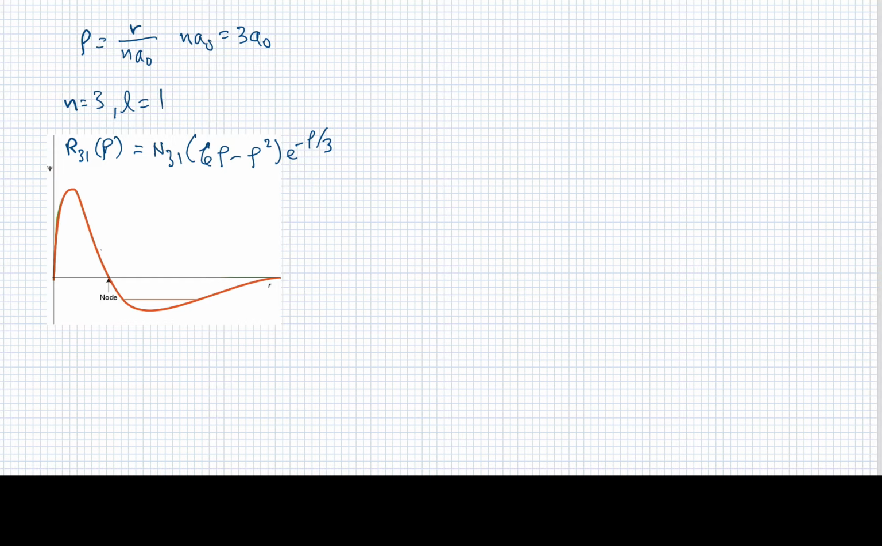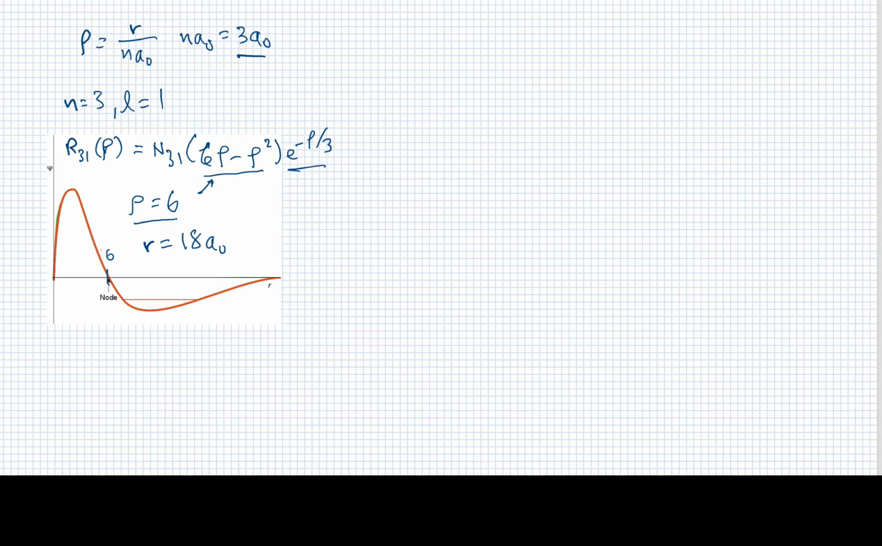Okay, so if I solve for the r that makes this part equal to 0, this part can't be 0, but I think it's pretty easy to see that a value of rho equals 6 would cause this particular expression to be 0. So that's where the node exists. So this point would be at rho equals 6. Since rho is equal to r over 3a0, that means that the node is actually at a distance of r equals 18a0 for this particular function.